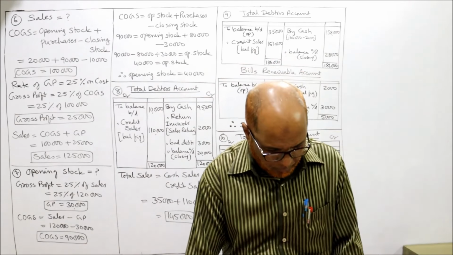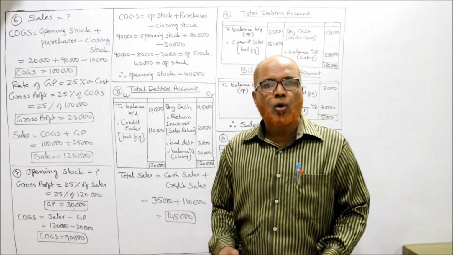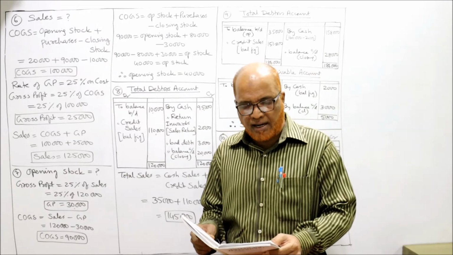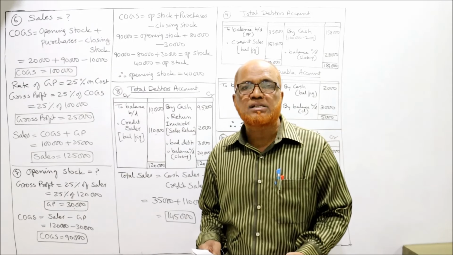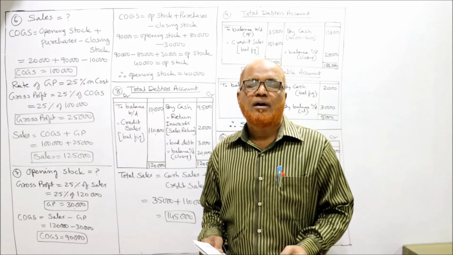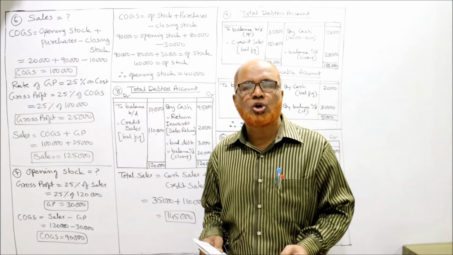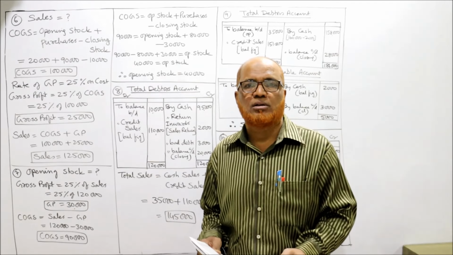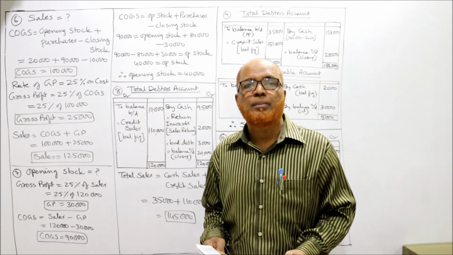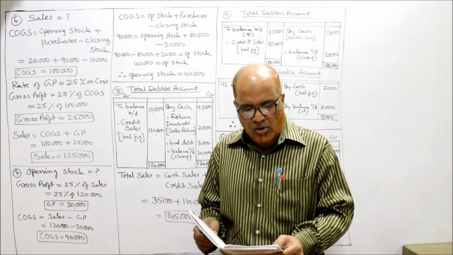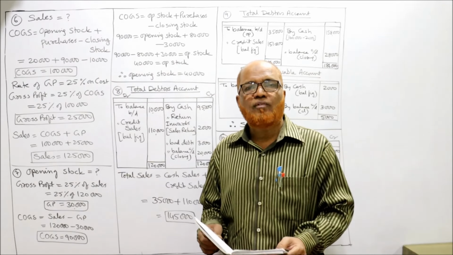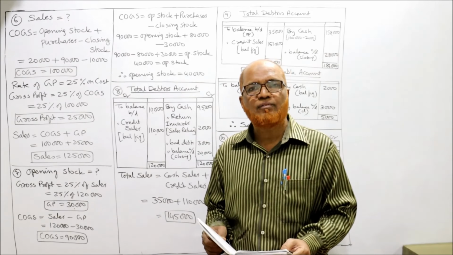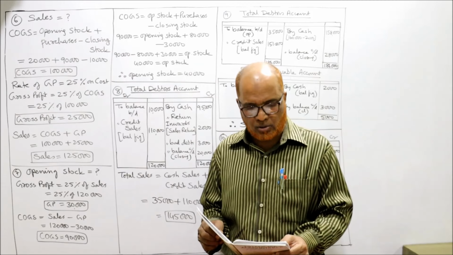That's all. 7th problem. Ascertain the opening stock. We have to find out the opening stock. Sales are given 1,20,000. Rate of gross profit is 25% on sales. Rate of GP, sometimes it is given on cost, sometimes on sales. Previous problem it was given 25% on cost. Now in this problem it is given 25% on sales. Sales already given 1,20,000. So sales is 1,20,000 and gross profit is 25% of sales. So 25% of 1,20,000 we will get 30,000.